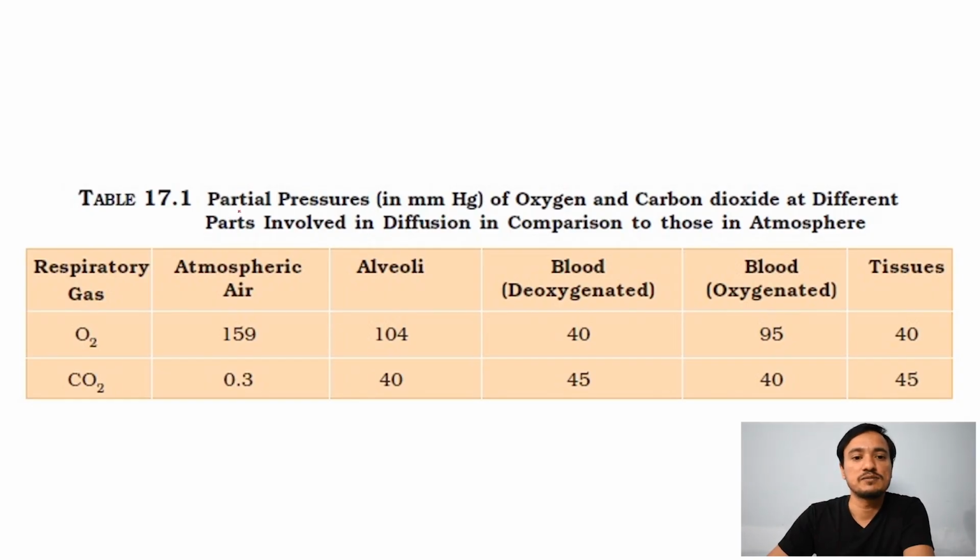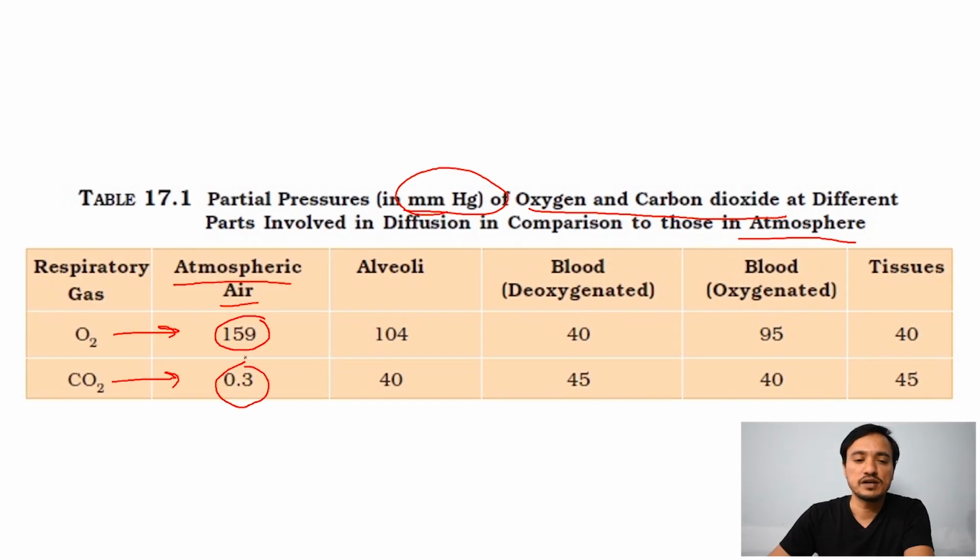Moving on to our topic, partial pressure. I told you what partial pressure of oxygen and carbon dioxide is. This is in mmHg, the unit of partial pressure, at different parts involved in diffusion in comparison to those in the atmosphere. First, we will see the atmospheric air. CO2 is less in atmospheric air and O2 is more. So the partial pressure of O2, PO2, is 159.3. This you have to remember; there is no other option. CO2 is less in atmospheric air compared to O2, so the partial pressure of O2 is more, 159.3.